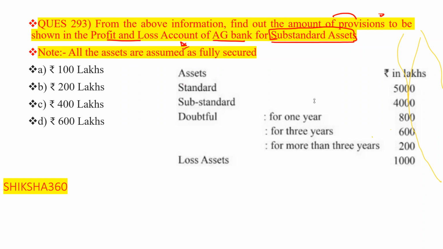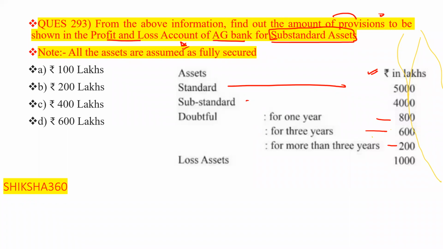All the assets are assumed as fully secured. Here they are given asset and amount in rupees lakhs. Standard asset is 5,000 lakhs, substandard is 4,000 lakh, doubtful for 1 year is 800 lakh, for 3 years it is 600 lakh, for more than 3 years it is 200, and for loss asset it is 1,000. Clear? First of all, there is nothing discussed about the standard asset.